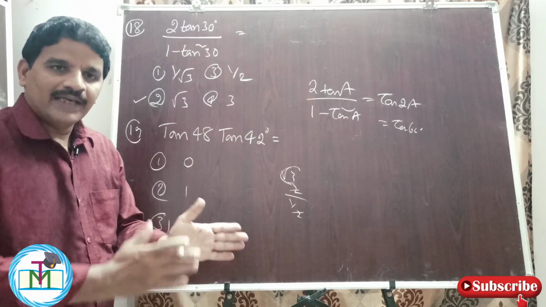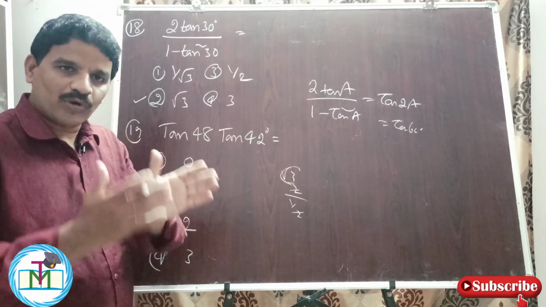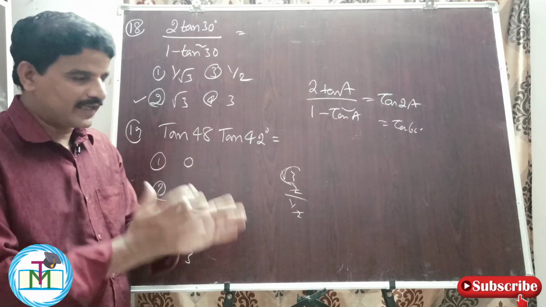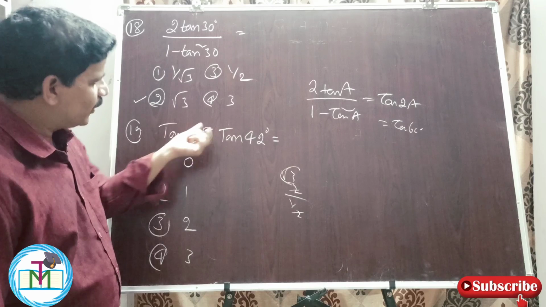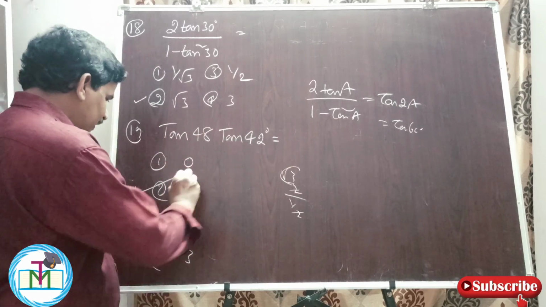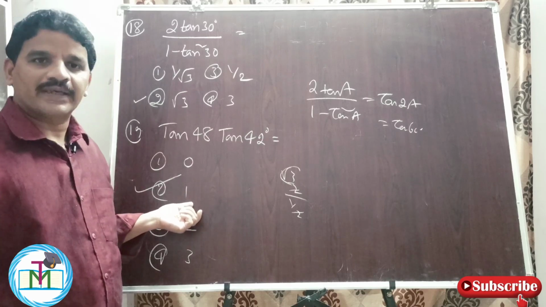Whenever tan into is there, we have to get tan into cot, because the reciprocal of cot theta is tan theta, or tan theta's reciprocal is cot theta. So here tan 48 into tan 42, immediately you can write answer 1, means option 2. 1 is the right answer.